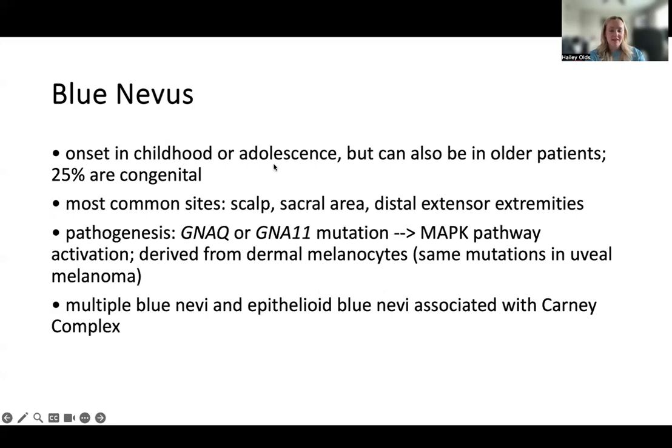So clinically, it's most often on the scalp and sacral area, but also the distal extensor extremities. And it's just a homogeneous blue papule or macule. And multiple blue nevi and epithelioid blue nevi are associated with Carney complex. And the most common mutations are GNAQ and GNA11.